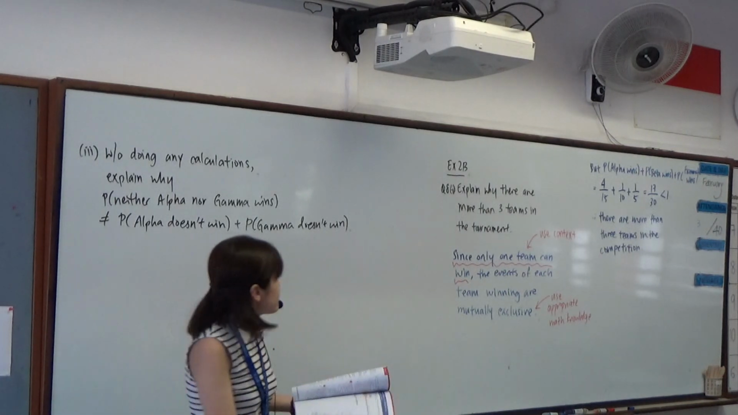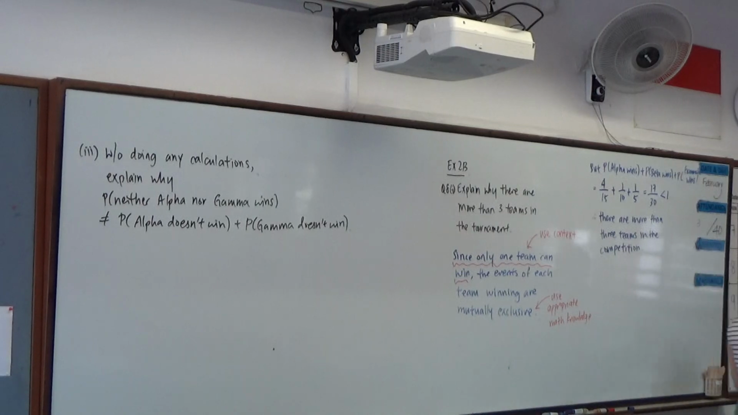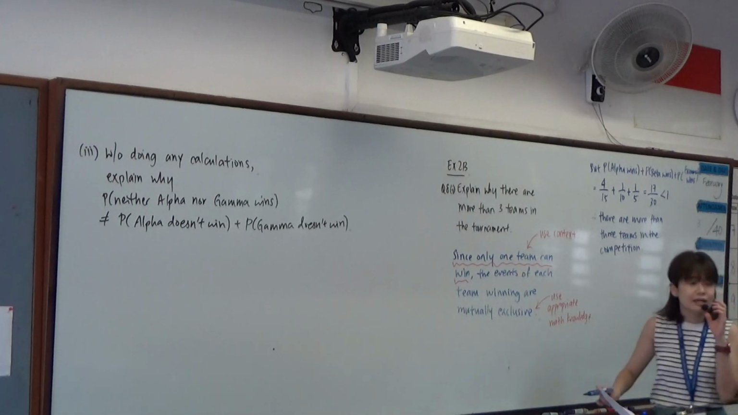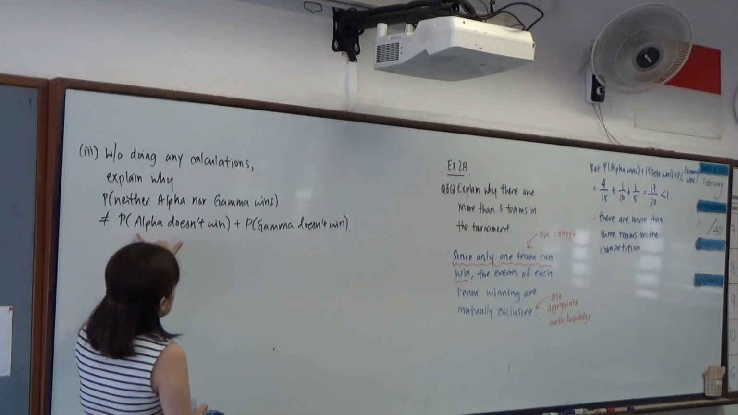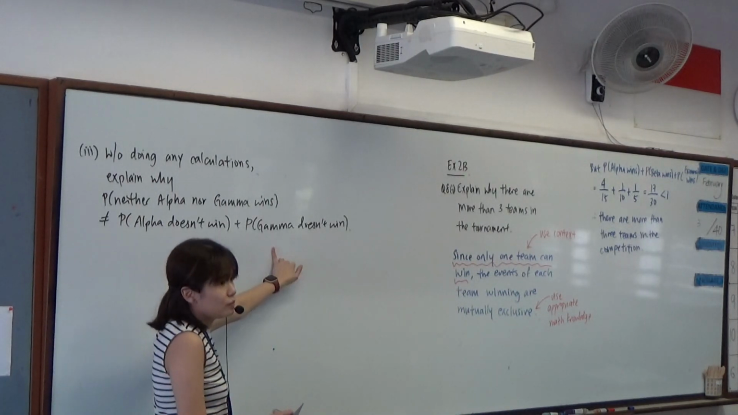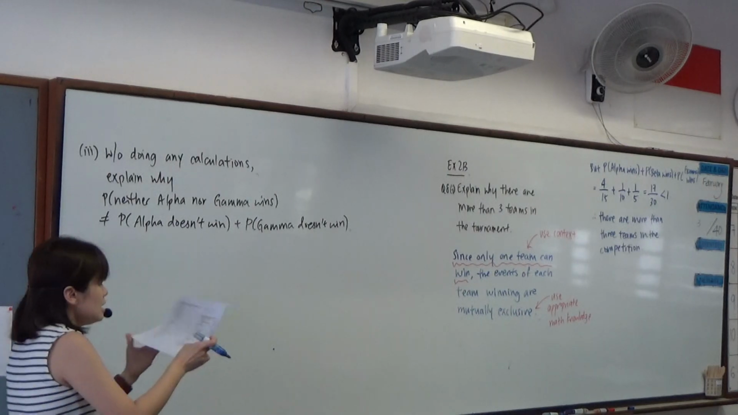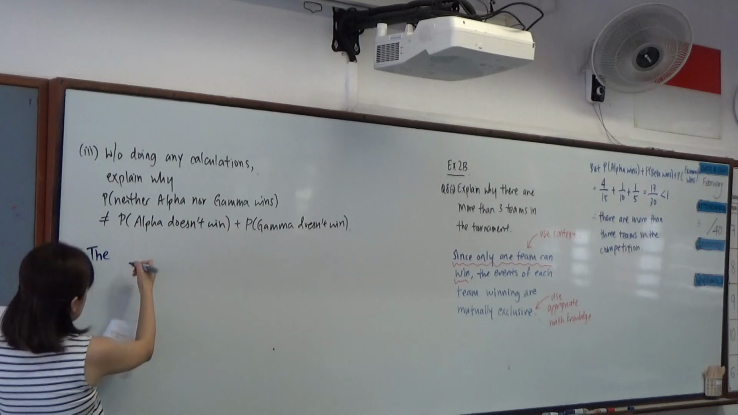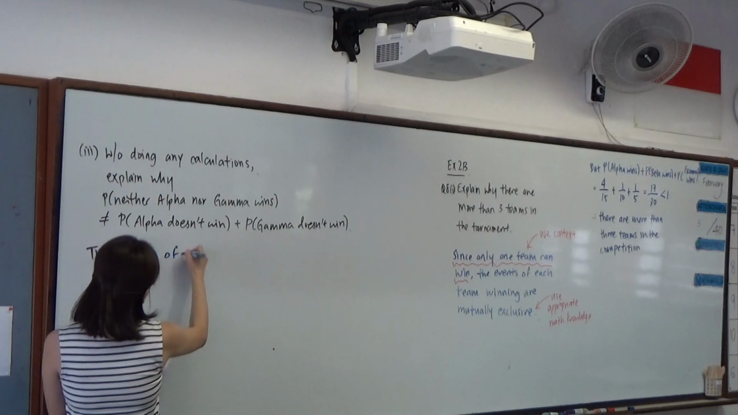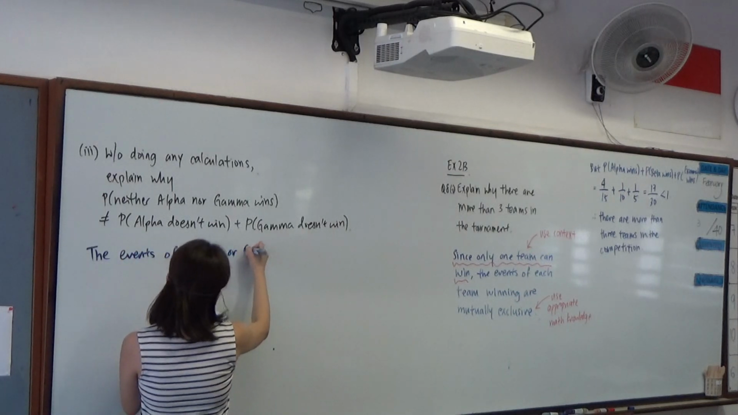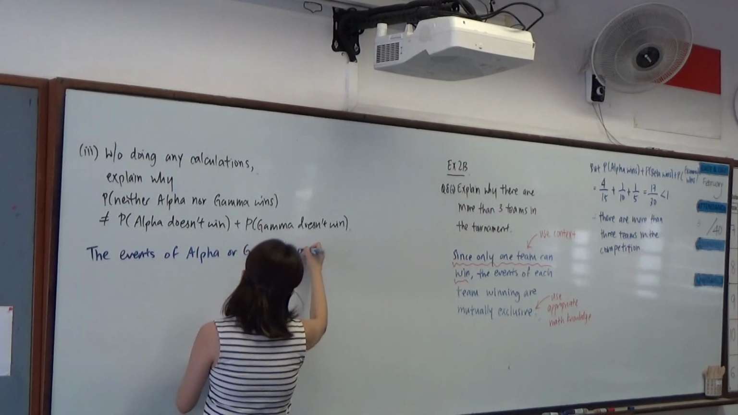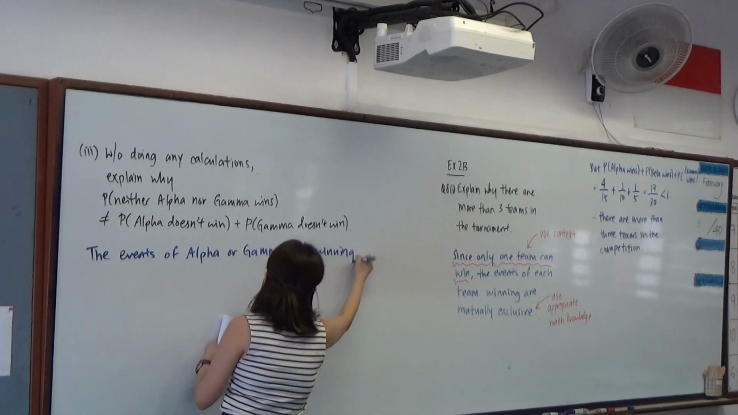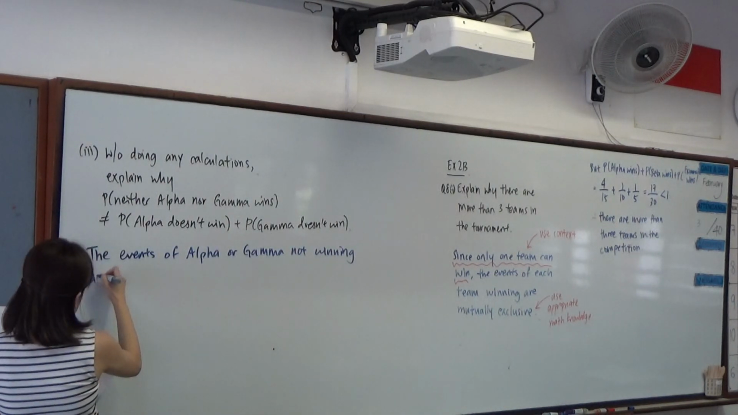Okay, so next for part 3, also another explanation question. I think that most of you have the idea about why this probability doesn't work, and the reason is because the events are not mutually exclusive. Meaning to say that Alpha doesn't win, Gamma doesn't win, they can happen at the same time. So to go about explaining in a more succinct manner, you can say that the events of Alpha and Gamma not winning are not mutually exclusive.